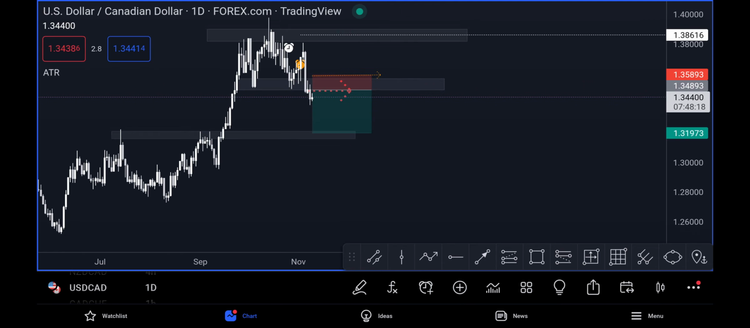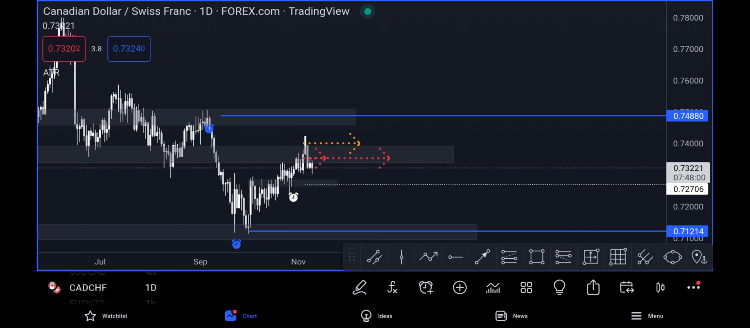USD CAD, same thing. I got into a sell, waiting for price to continue on down to this next zone. I'll probably close out about halfway, given tomorrow being a holiday and this being a USD pair, so we'll see how that works.